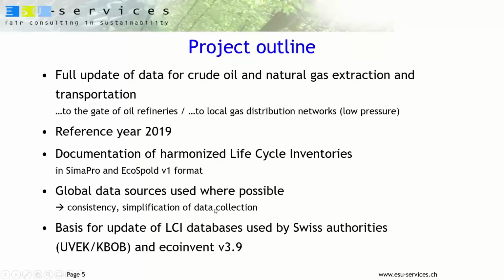In order to achieve consistency for several countries, we use global data sources where this is possible. For example, for the trade flows, for key environmental data, and for methane and flaring emissions. So that's a big change compared to the older inventories, where a lot of different data sources had been used and mixed together, and that was more a bottom-up approach. Now we use more of a top-down approach to achieve consistency.